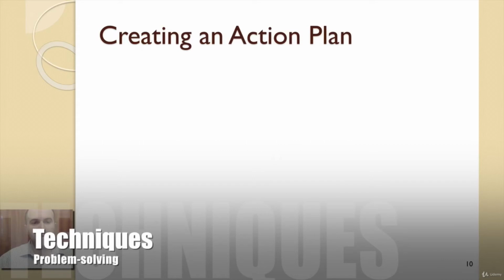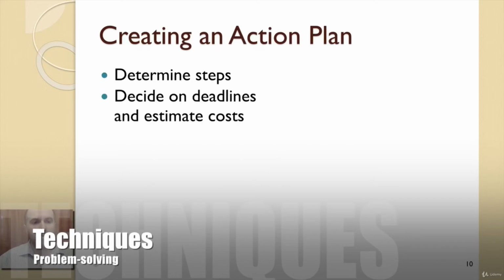Now, once you've decided what the best solution is, you need to map out your plan of action in this way. First, determine what steps must be taken, designating tasks where necessary. Decide on deadlines for completing the actions and estimate the cost of implementing them. Create a contingency plan in case of unforeseen circumstances, so that if anything goes wrong with your plan, there is always a plan B in place.